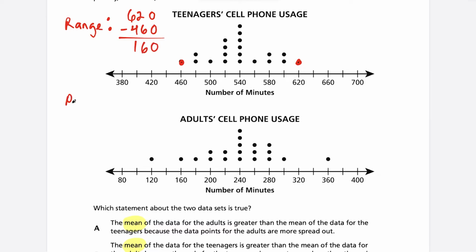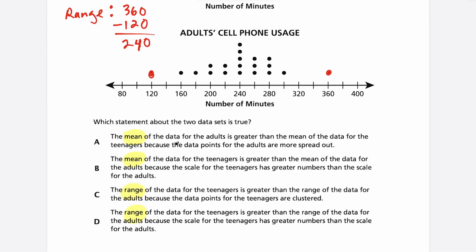And if we do this for the adults, we're going to subtract the biggest value and the smallest value. So we do 360 minus 120. So 360 minus 120 is going to give us 240. So just looking at this, the adults' range is greater. So looking at the answer choices, the range of the data for the teenagers is greater is wrong. We could cross this off. And the range of the data for the teenagers is greater than the adults' range is also wrong.